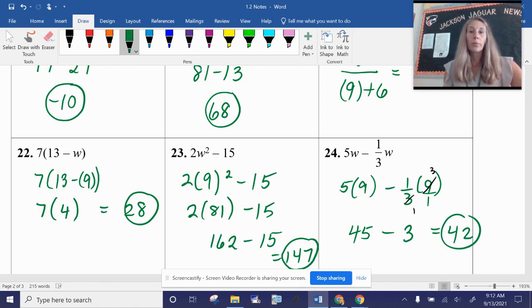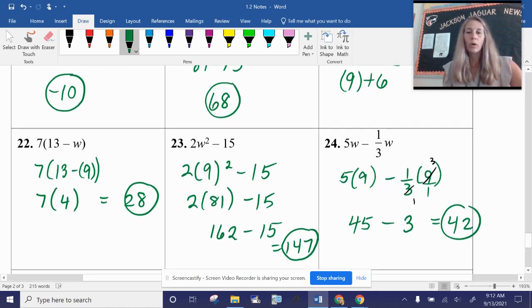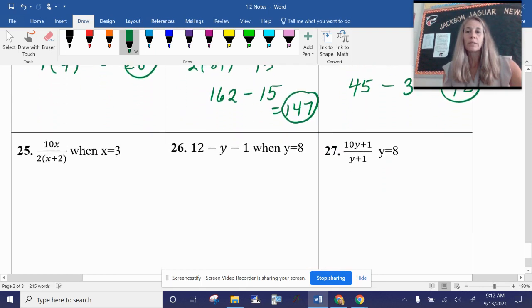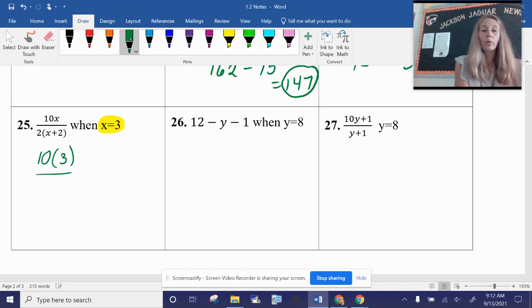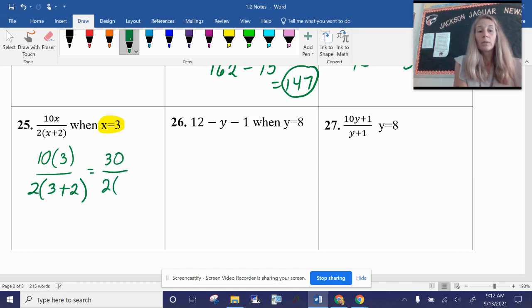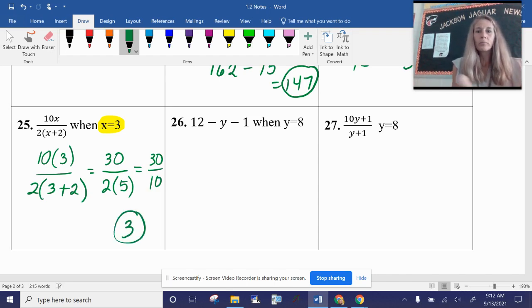Okay, so our last 3 problems, we're still evaluating here, but we're going to evaluate by substituting in specific given values. So in number 25, we're substituting in a 3 for our x's. So we have one on the top, and then we also have one on the bottom. So 10 times 3 is 30 in the numerator. And then on the bottom, I have to do those grouping symbols first, which gives me a 5. And I end up with 30 over 10. This can be simplified down to a 3.